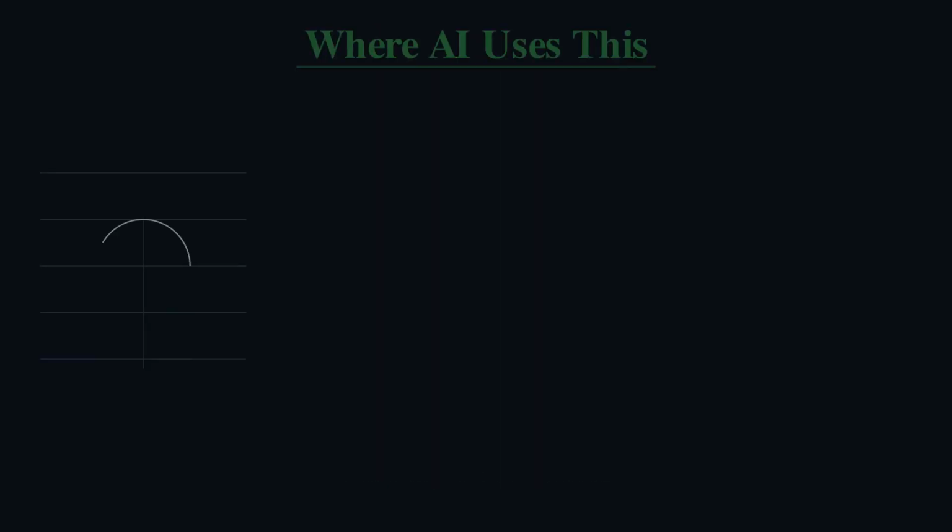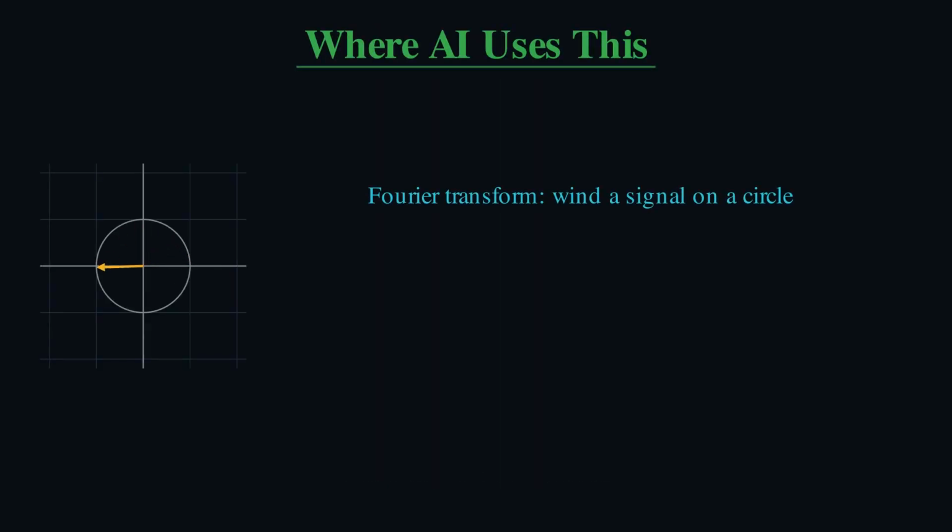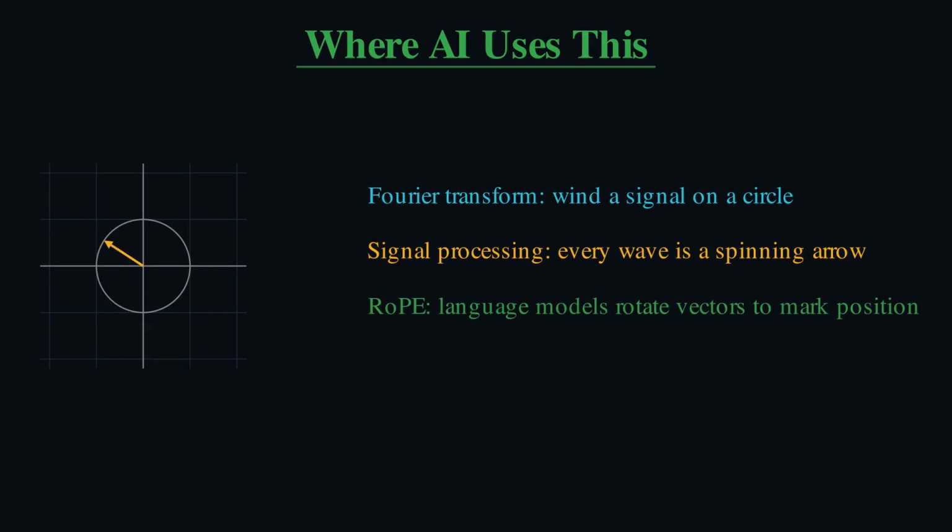e to the i theta is just a dot riding the unit circle. Theta is how far around it has gone. That one symbol packages every rotation. And this is not a museum piece. The Fourier transform winds a signal around a circle. Signal processing treats every wave as a spinning arrow. And inside today's language models, rotary embeddings literally rotate vectors to mark word order.